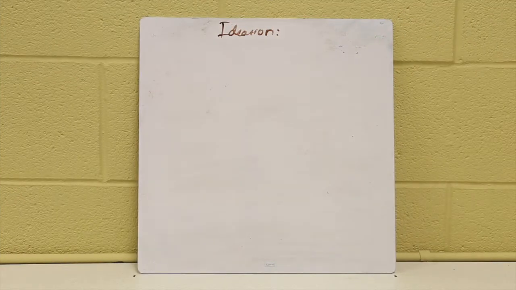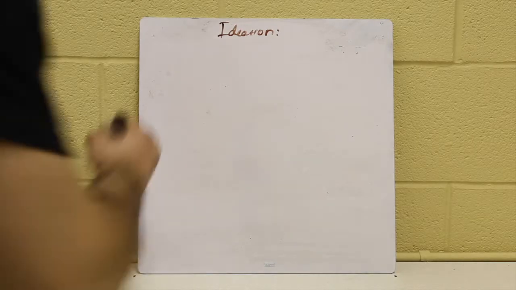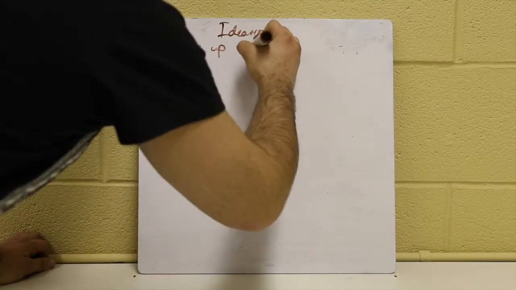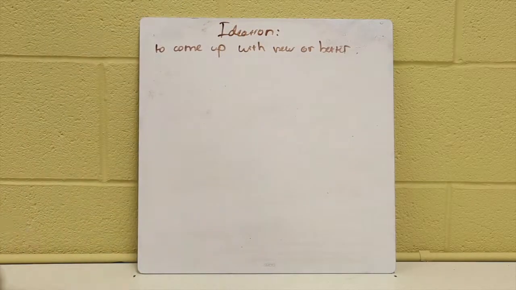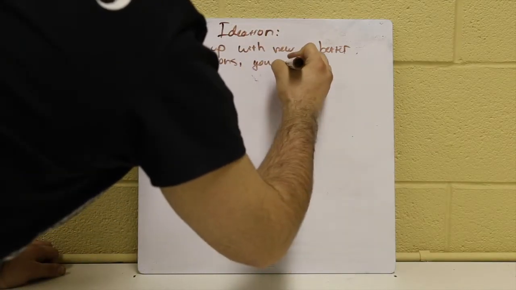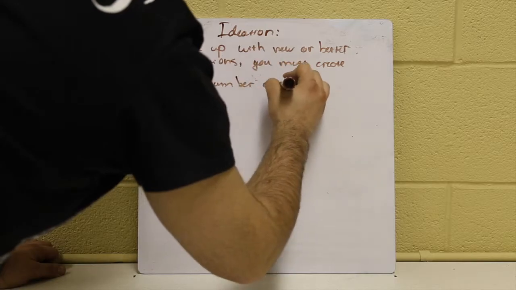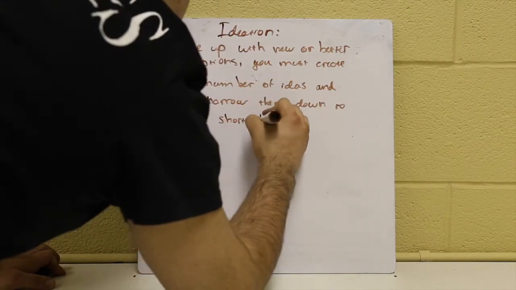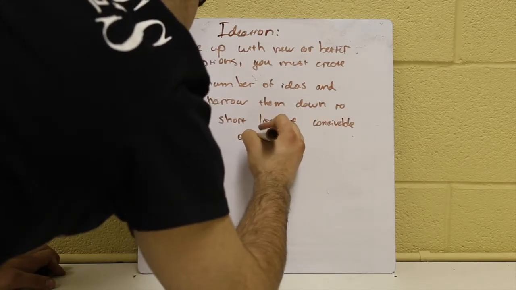The second major topic that we encounter when going through the design chapter of the book is ideation. The definition of ideation is to come up with new or better options. You must create a bag of ideas before narrowing them down to a short list of conceivable options regarding their products or services.